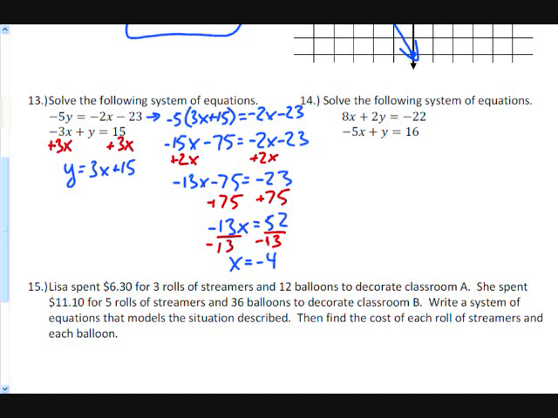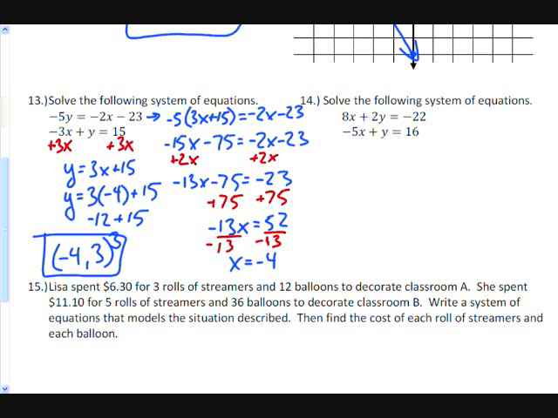But I'm not quite done yet. I still have to find y. So I come back over to my original equation, y equals 3 times x plus 15, and I plug that -4 in. That gives me -12 plus 15, which is +3. So my answer here is the ordered pair -4, 3. Okay, it gives me the x value and the y value. That was a bad place to write that because I crashed into my y value. Let me write it over here, -4, 3. Okay?